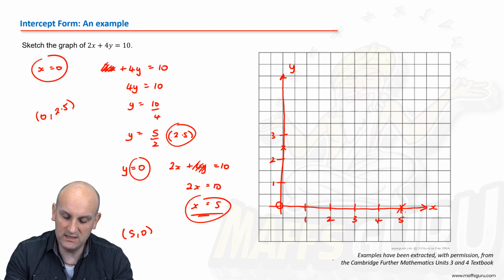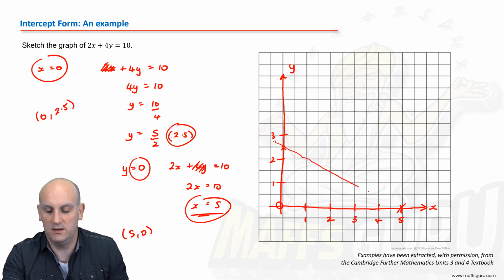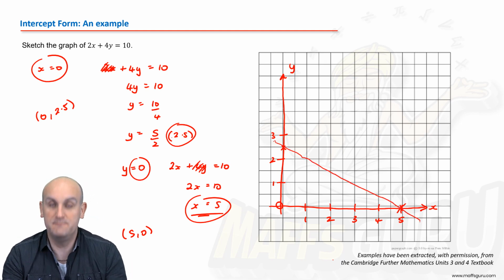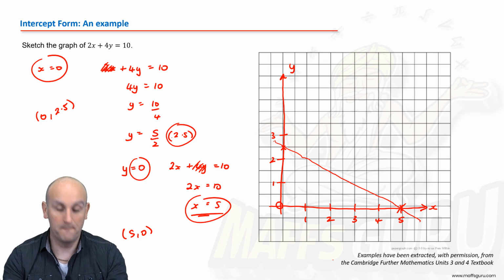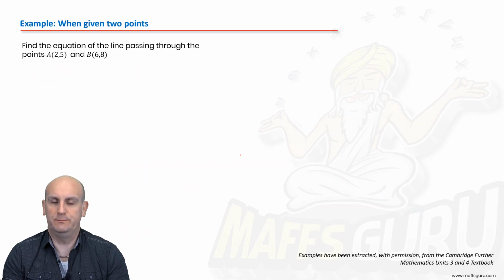And then using my dodgy method here, hopefully I'll be able to sketch that into a straight line. And actually, I'm fairly impressed with that if I do say so myself. There we go, ladies and gentlemen. Intercept form. What about when given 2 points?